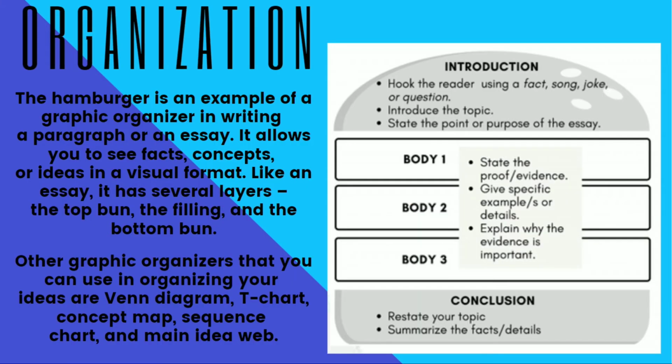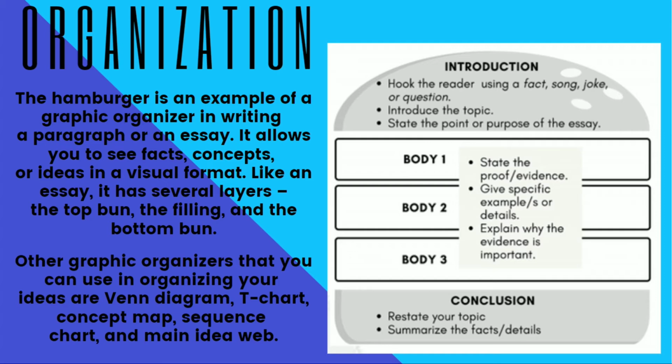The third one is organization. The structure of academic writing is similar to that of a simple paragraph, with an introduction, body, and conclusion. These three parts will be used in writing a short paragraph, an essay, or a full-length report or research paper. The hamburger is an example of a graphic organizer in writing a paragraph or an essay. It allows you to see facts, concepts, or ideas in a visual format. Like an essay, it has several layers: the top bun, the filling, and the bottom bun.